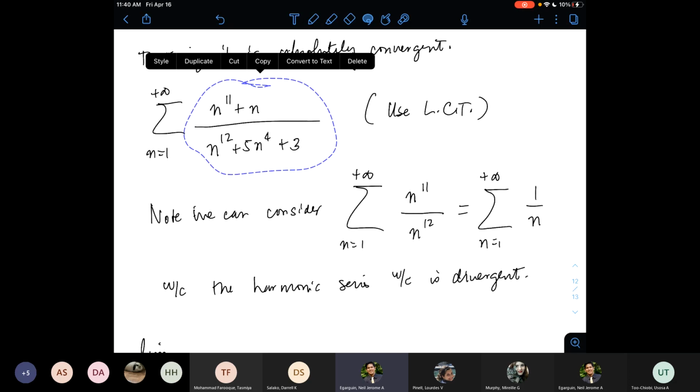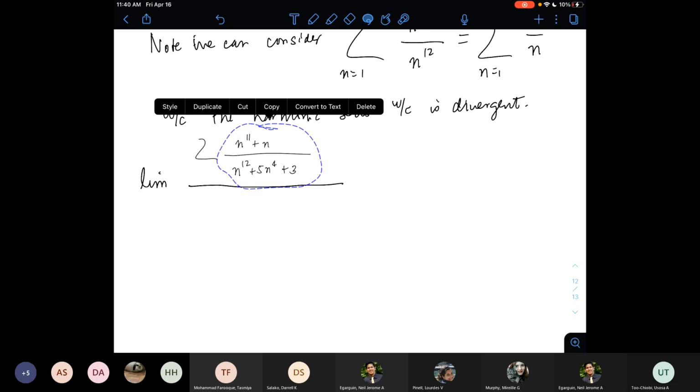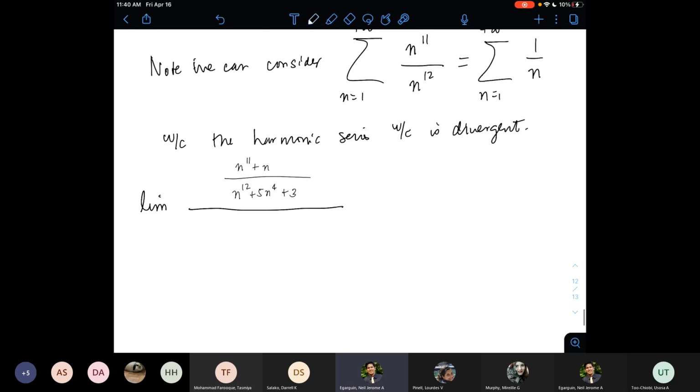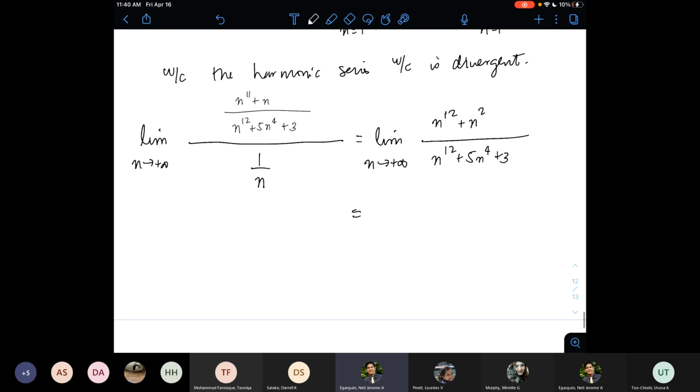And to verify that, you take the limit of the terms in your series. Remember the limit comparison test: you take the nth term in your given series over the term in your testing series. My testing series, I know, is the harmonic series. Take the limit as n approaches infinity. When you simplify, this will just be the limit of (n^12 + n^2) over (n^12 + 5n^4 + 3) as n approaches infinity. They have the same degrees, so the limit will just be the ratio of the coefficients of n^12. So this is equal to 1, which is finite.